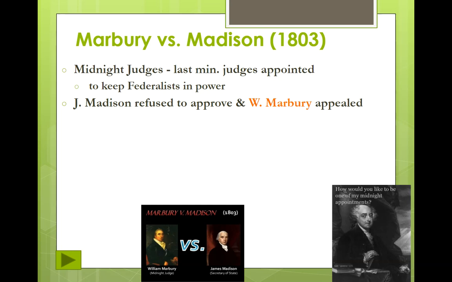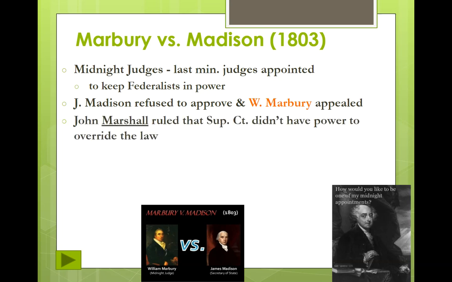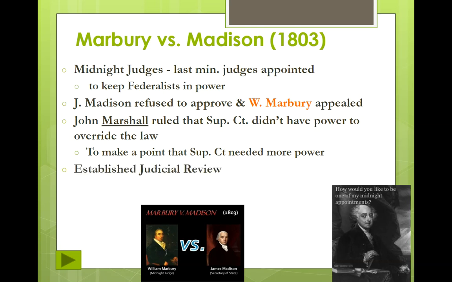James Madison, who was the Secretary of State under Thomas Jefferson once Jefferson becomes president, refuses to give one of those midnight judges, William Marbury, his appointment. This is going to cause John Marshall to step in with the Supreme Court, and he is going to rule that the Supreme Court didn't have the power to override the law to stop it. He's trying to make a point, though, that the Supreme Court needed more power, and this is what would establish the power of judicial review that the Supreme Court has even to this day.